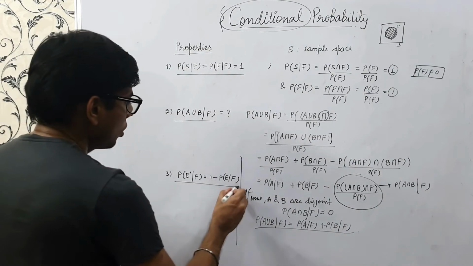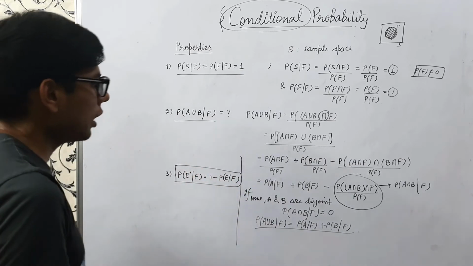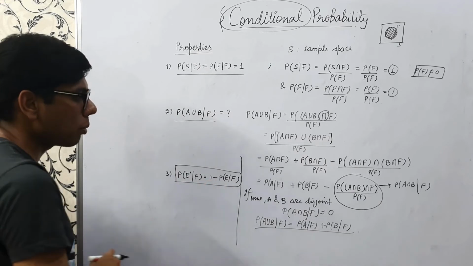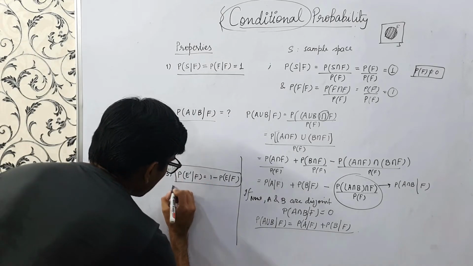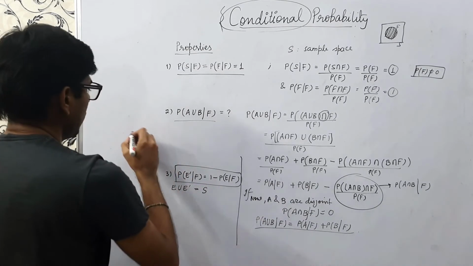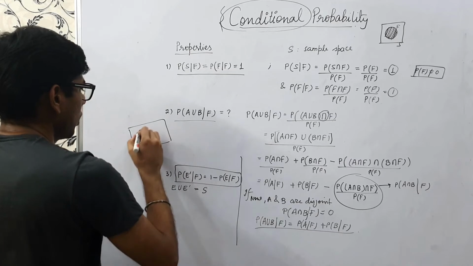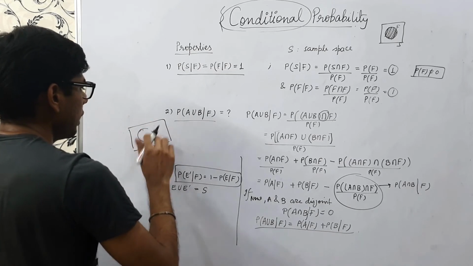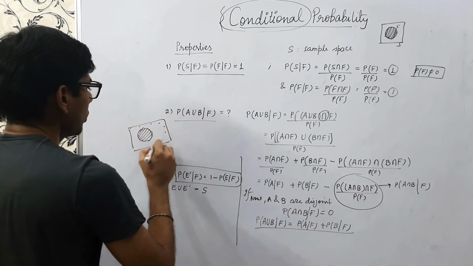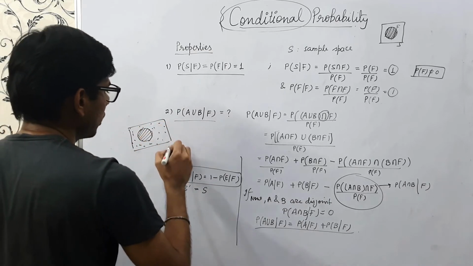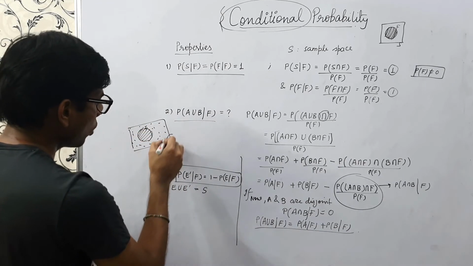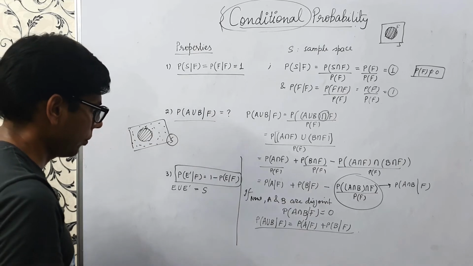So this is also a complementary event property that we have proved earlier, but here it's in the context of conditional probability. So as we know that E union E dash equals S, right? So this is our event E, suppose, and this is E dash. E dash means not E. This is S and this is E, this is E dash. So E union E dash is our whole sample space, right?